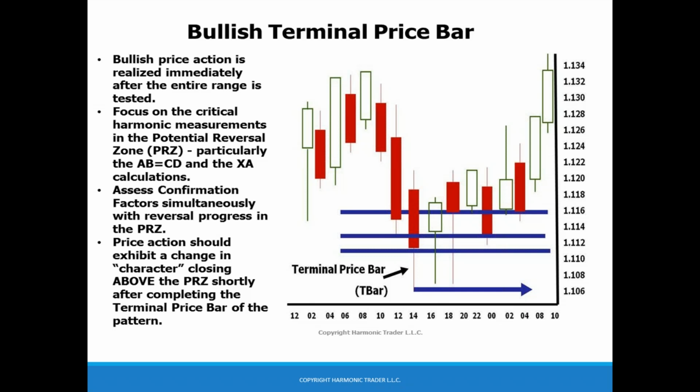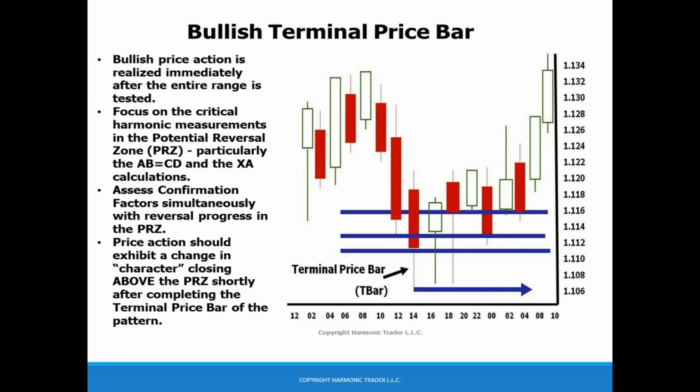Now, the initial test of most pattern zones, and the definition of that per terminal price bar, really depends on the pattern, where the zone completes, and what the price action is into that zone. But again, we're looking for our ideal entries after the pattern completes, not at the pattern completion point. This is where we assess confirmation factors and look at the price action in the PRZ. I've talked a lot about this, especially that price action in the zone.